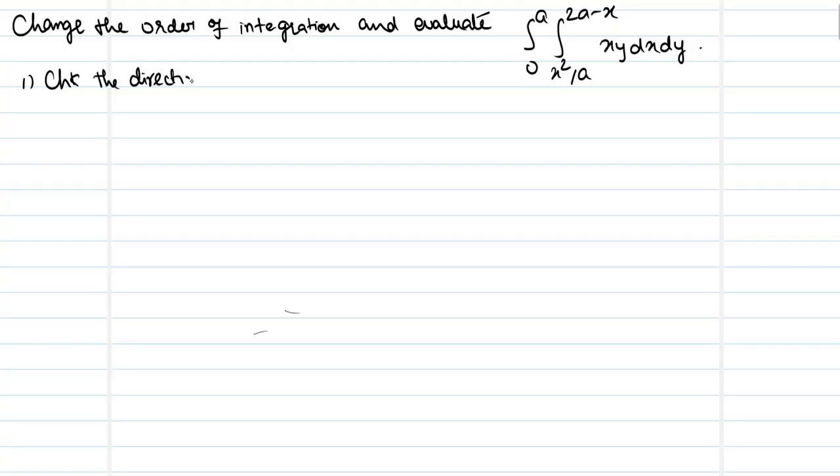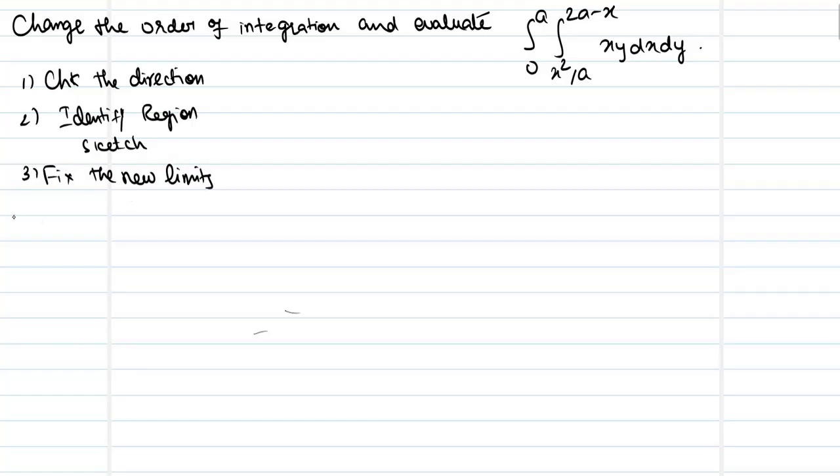So we'll have to check if the direction of integration is going to be the same as the limit. If not, then we'll have to change. The second one is going to be identifying the region, and then you'll have to sketch the region to identify it. The third one is fix the new limits, and the last one, using the new limits, we will have to evaluate it.